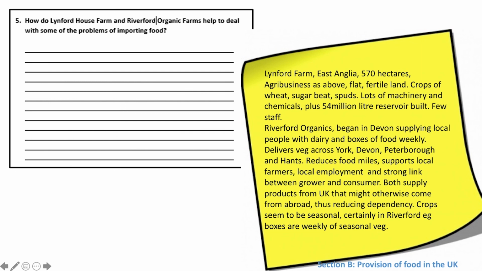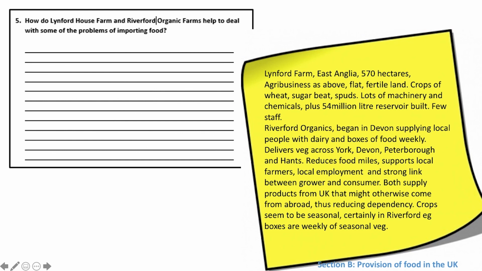Linford Farm is in East Anglia, and it's got 570 hectares of land. It's an agribusiness, and it requires flat, fertile land. The crops that they grow are wheat, sugar beet and potatoes. There's lots of machinery and chemicals used, plus a 54 million litre reservoir that has been built. It has few staff, and it relies largely on technology and machinery. So that's Linford Farm as one example in East Anglia, a large farm which is an agribusiness aiming at growing as much food as it can on the land it has.